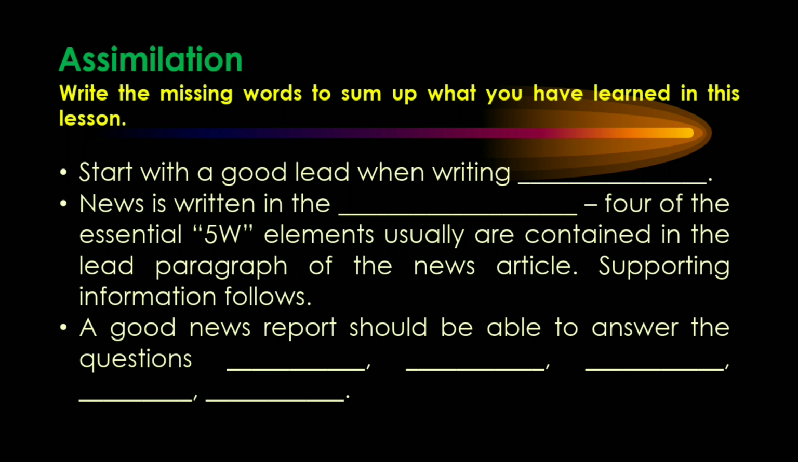For the assimilation part, kids, you are to write the missing words to sum up what you have learned in this lesson. Okay? So, let's do this orally. Start with a good lead when writing. When writing what? When writing a news report. Okay? This report is written in blank. 4 of the 5 essential elements are usually contained in the lead paragraph of the news article. Supporting information follows. What is that? Okay, inverted pyramid style.